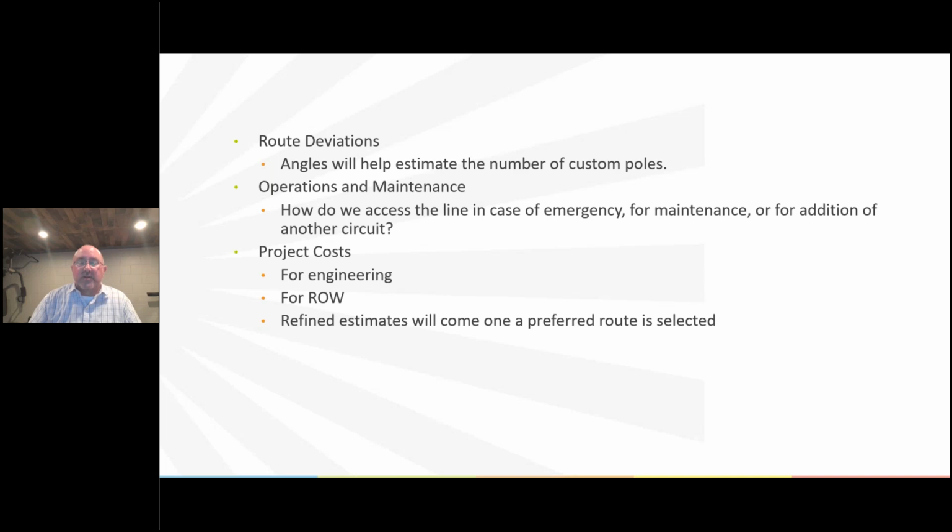And then project costs. For engineering, take into consideration route length and costs for structures, foundations, hardware, conductors, and labor. For right-of-way, take into consideration route length, route area, number of parcels crossed, and labor services. Once a preferred route is selected, a more refined estimate as well as access plans can be provided. It is important to note that these estimates are likely to change throughout the process as the project moves from routing to design and through the permitting and construction phases.